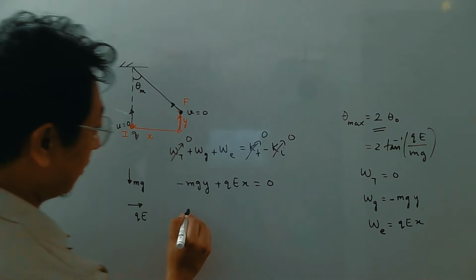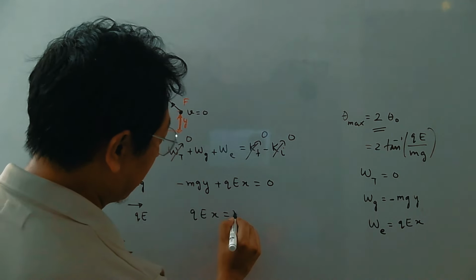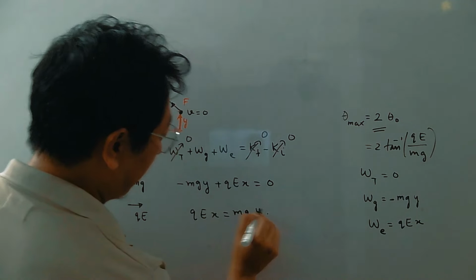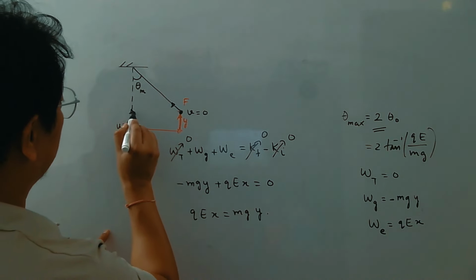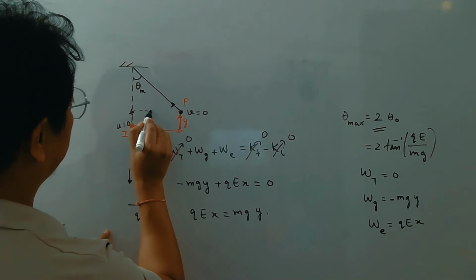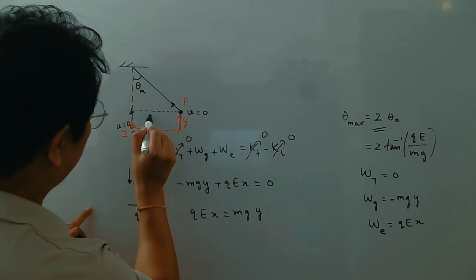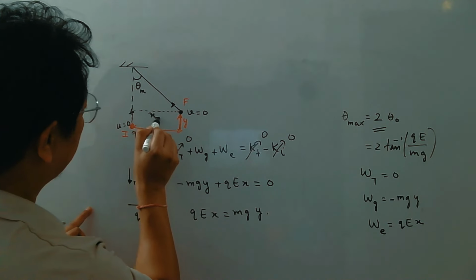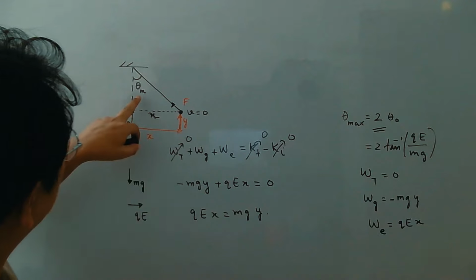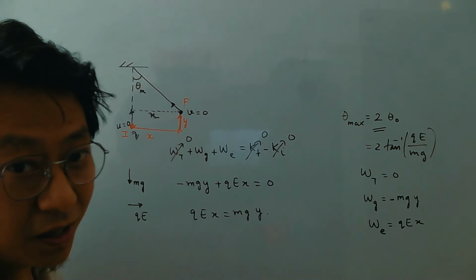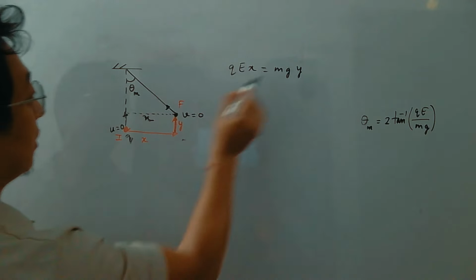So from here what will you get? QEx will be equal to, this will go to that side, mgy. Now look carefully, this y and this x. So if I draw this line, then this x will be this x itself, right? Okay. Now how to find x and y in terms of this theta? That you have to see carefully. So we have reached till here. Now how to bring theta into this equation?